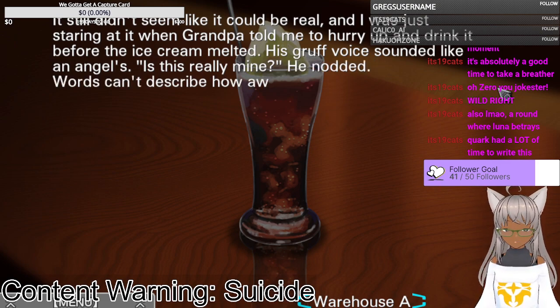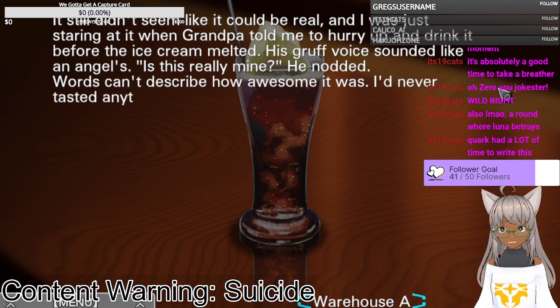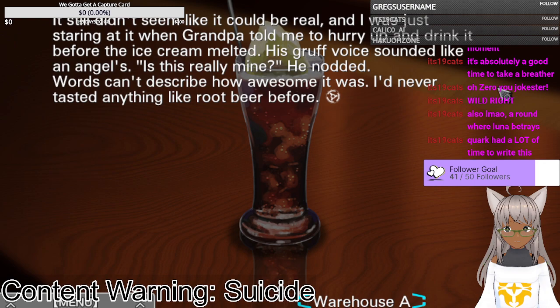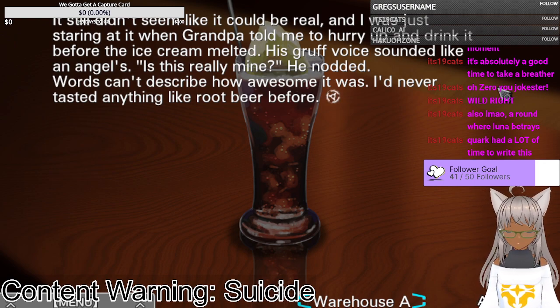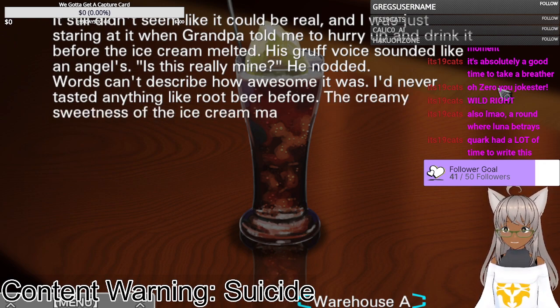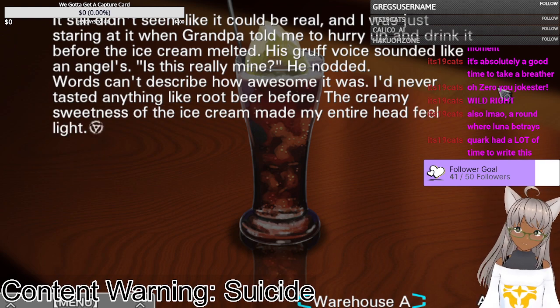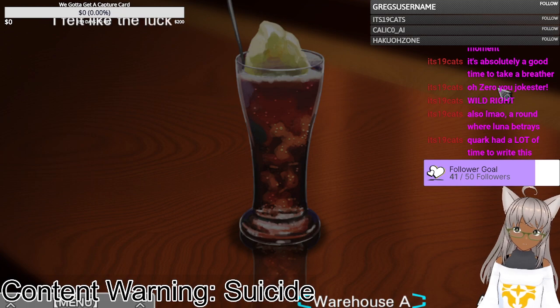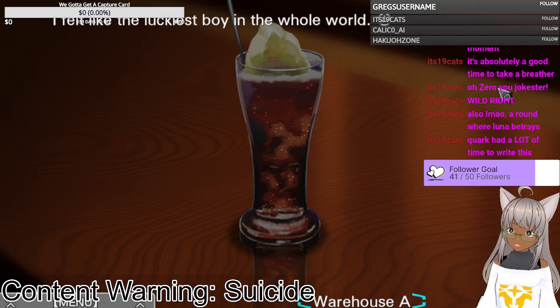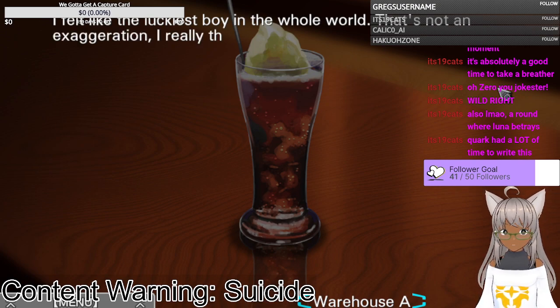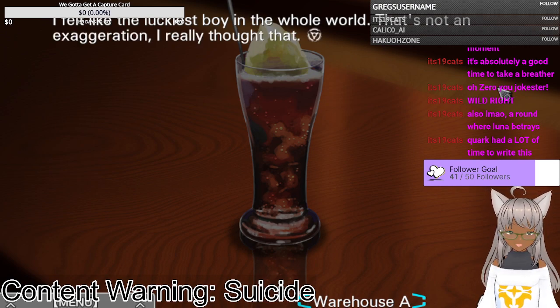Is this really mine? He nodded. Words can't describe how awesome it was. I'd never tasted anything like root beer before. The creamy sweetness of the ice cream made my entire head feel light. I felt like the luckiest boy in the whole world. That's not an exaggeration. I really thought that.